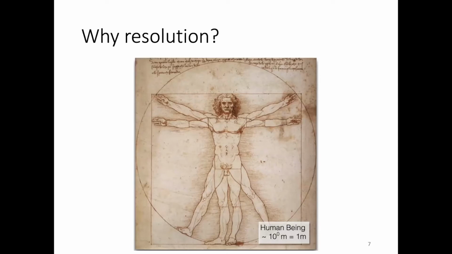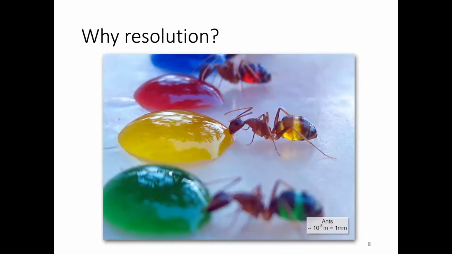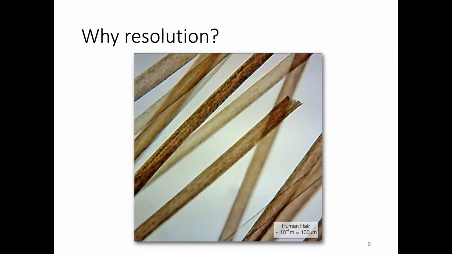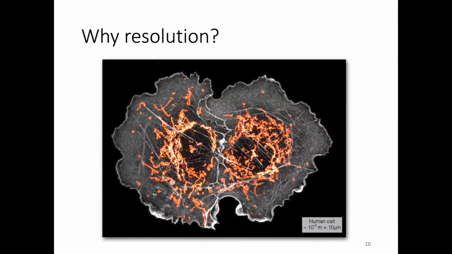So what is our obsession with resolution? Why do we need to get increasingly good resolutions? That's because things, of course, happen at different length scales. We human beings exist on a scale of roughly 1 meter. Ants are 1 millimeter large. If we go even smaller, a human hair has a diameter of 100 micrometers. If we go even smaller, this is a human cell. Actually, these are 2 cells, and they are roughly 10 micrometers in size.